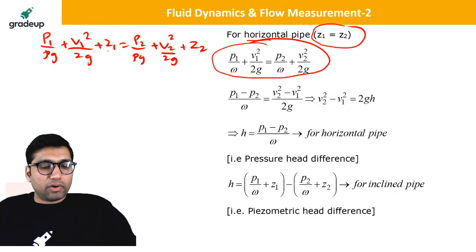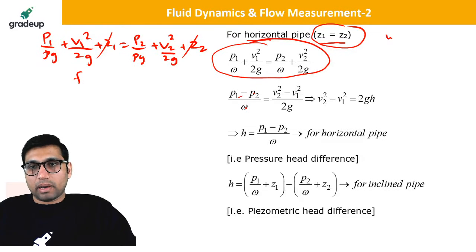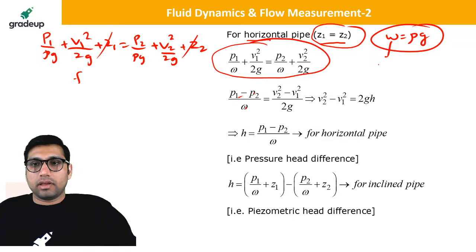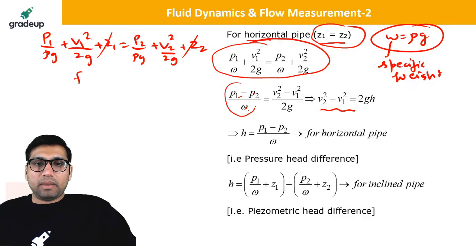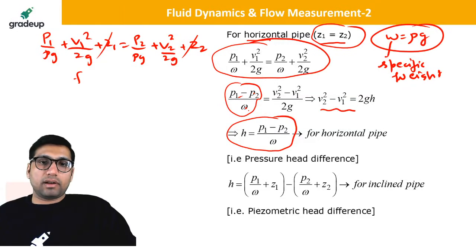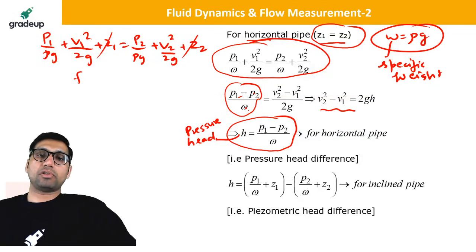Yes, this lecture will include the hydraulic portion also. So if it is a horizontal pipe, then Z1 will be equal to Z2, and in that condition this will get cancelled out. So P1 minus P2 by W, what is this W? W is the specific weight, which is equal to rho g. So P1 minus P2 by rho g will be equal to V2 square minus V1 square by 2g. We can simply say that this quantity P1 minus P2 by rho g is also called H. It is the pressure head difference for a horizontal pipe.